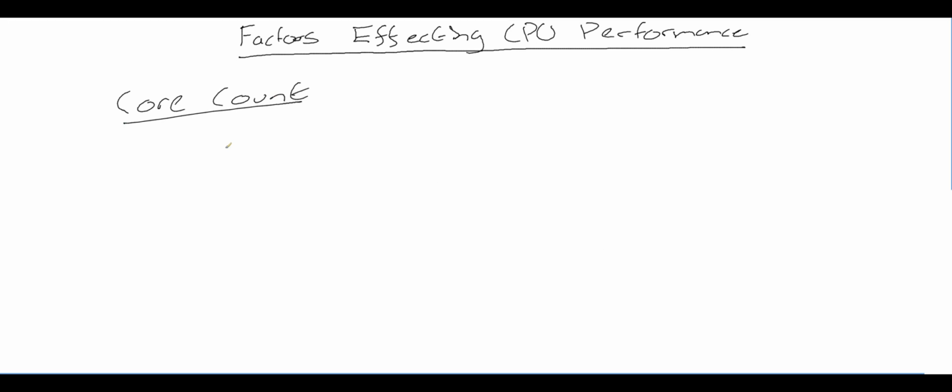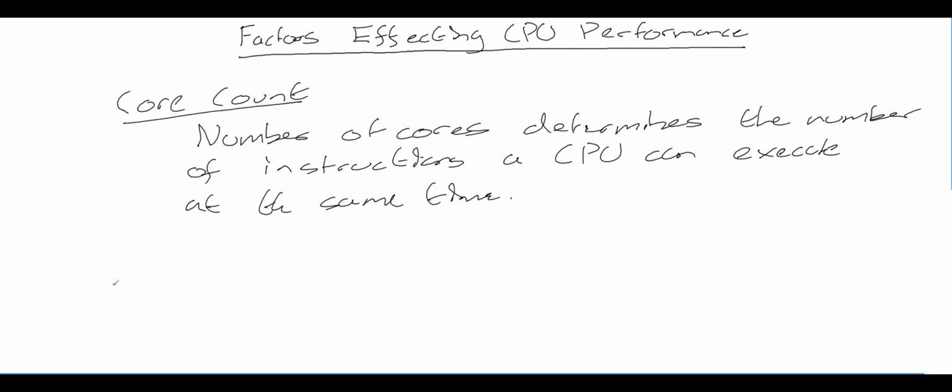Now let's take a look at the core count, so the number of cores that the CPU has. How does that impact on the performance of the CPU? Well, the number of cores that a processor has determines how many instructions that it can execute simultaneously. So a single CPU core can only execute one instruction at a time, and if you add more processor cores to a CPU, it's able to execute more than one instruction at a time. So the number of cores determines the number of instructions that a CPU can execute at the same time.